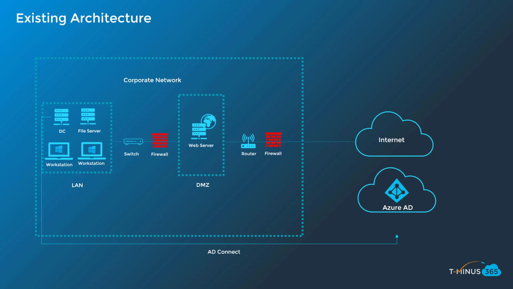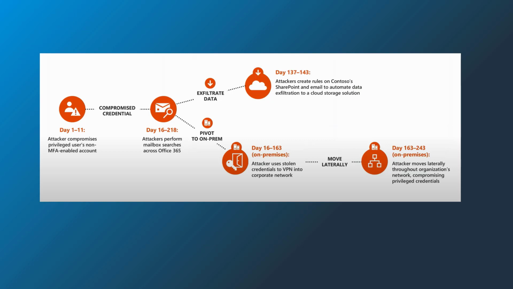Here's an example of a common hybrid architecture today where you're syncing user identities from on-premise environment into Azure AD using Azure AD Connect. The following diagram depicts a common attack that may occur which originates in the cloud. A user's account is compromised because of the lack of MFA. The attacker may have gotten this from a phishing campaign, a brute force attack, or some other attack vector.